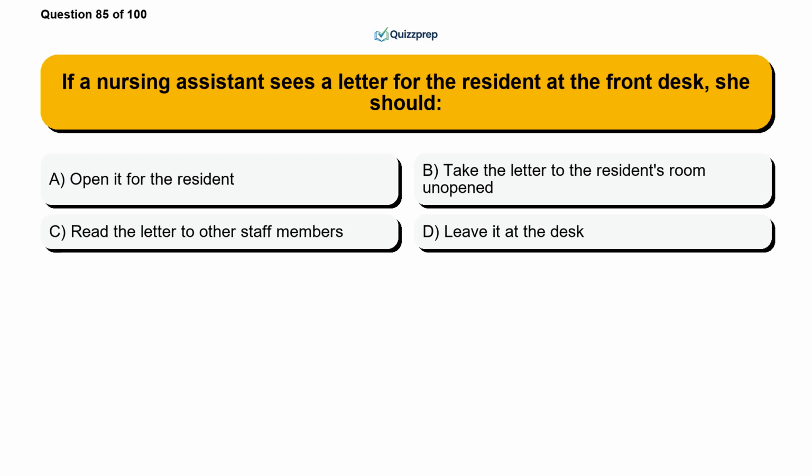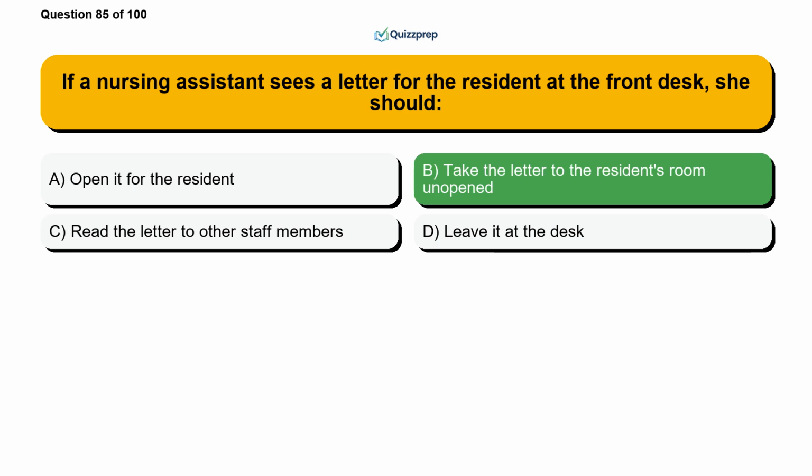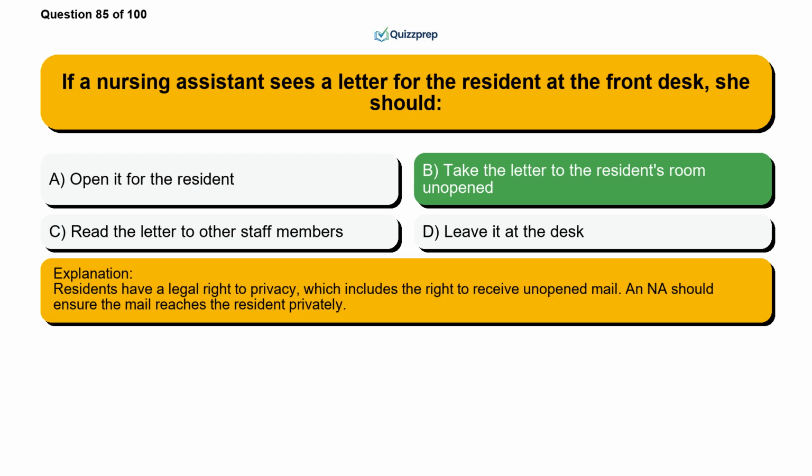Question 85. If a nursing assistant sees a letter for the resident at the front desk, she should: option A, open it for the resident. Option B, take the letter to the resident's room unopened. Option C, read the letter to other staff members. Option D, leave it at the desk. The correct answer is option B, take the letter to the resident's room unopened. Residents have a legal right to privacy, which includes the right to receive unopened mail, and the NA should ensure the mail reaches the resident privately.